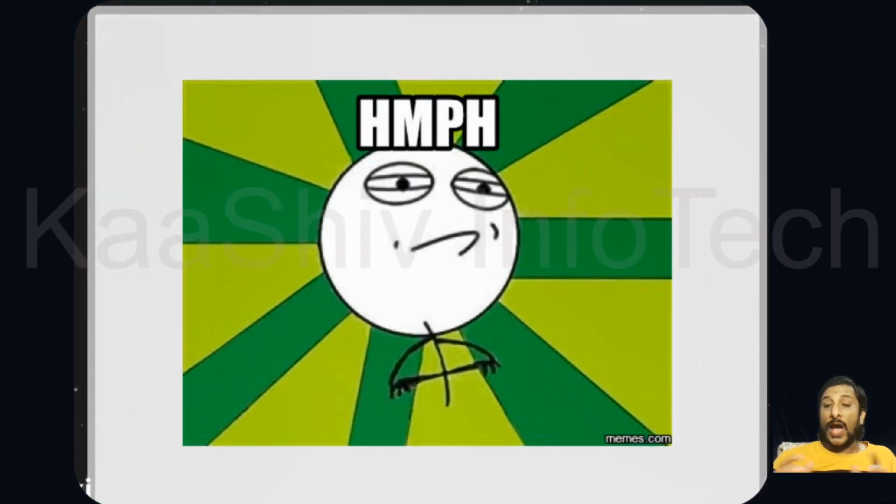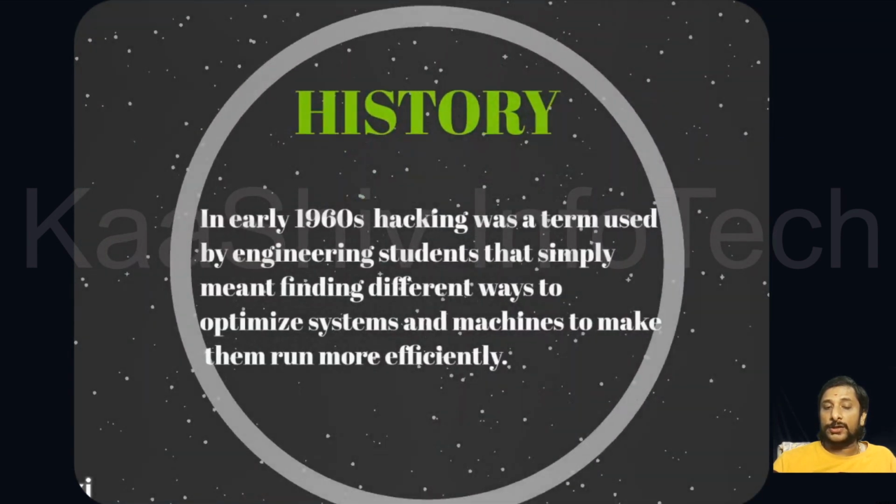As I told you, it is really important. Let's talk about the history, which I missed, in ethical hacking. In the 1960s, hacking was a term used by engineering students, simply meaning finding different ways to do things. Hacking was not for a bad cause. In the initial world of the 1960s, it was an alternative way to enter into the system, to manage the system and to handle the system. It was considered an alternative way, but at some stage it became a wrong thing.